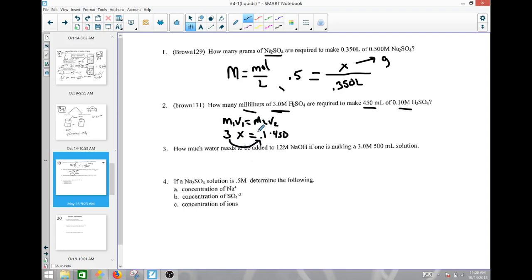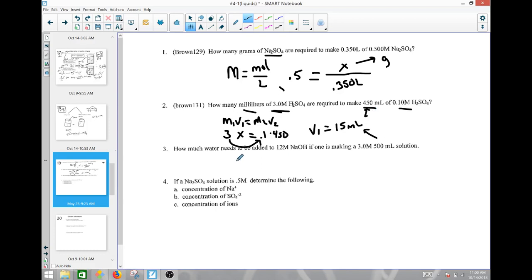So the actual math here, 450 times 0.1 is 45, divided by 3 is 15. So V1 equals 15 milliliters. And of course, if you take 450 and divide it by 15, you're going to get 30, because my volume increased 30 times. So this is actually V1. If you want to know how much you have to add, like actual solvent added, it would be 435. Take this minus your total gives you what you're going to add.